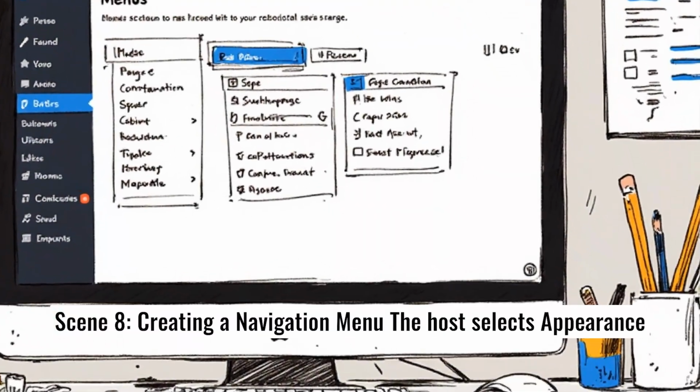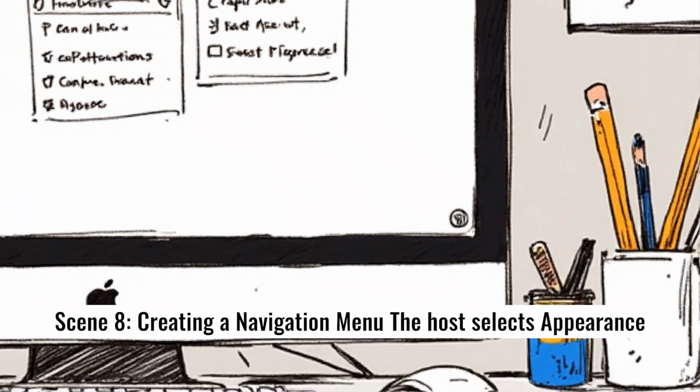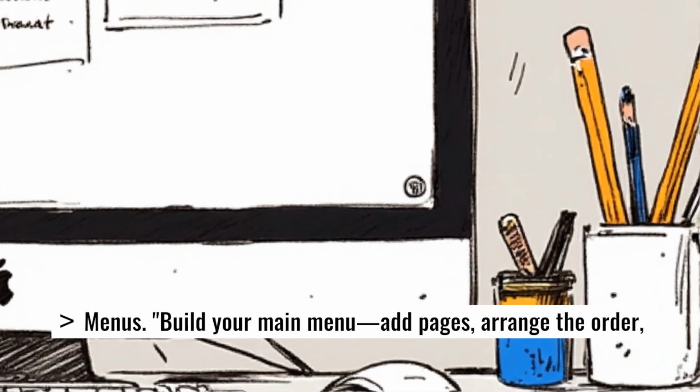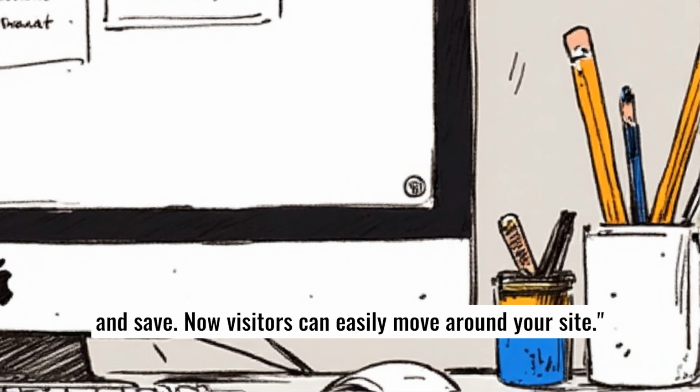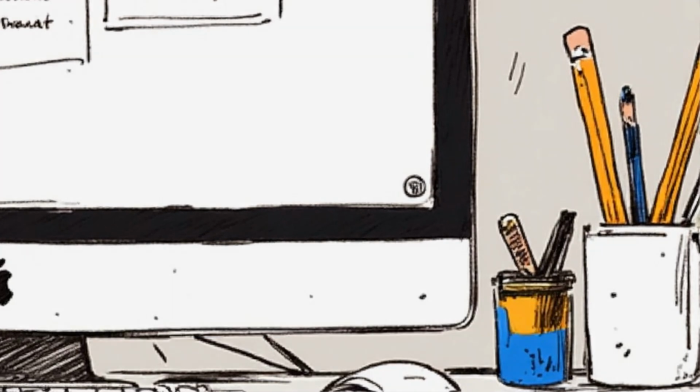Scene 8. Creating a navigation menu. The host selects Appearance, Menus. Build your main menu, add pages, arrange the order, and save. Now visitors can easily move around your site.